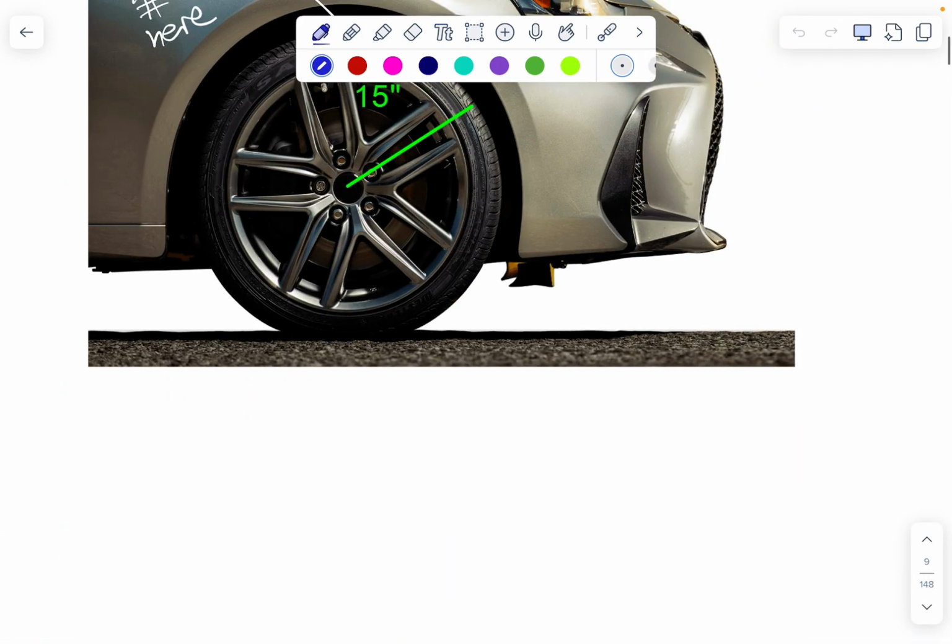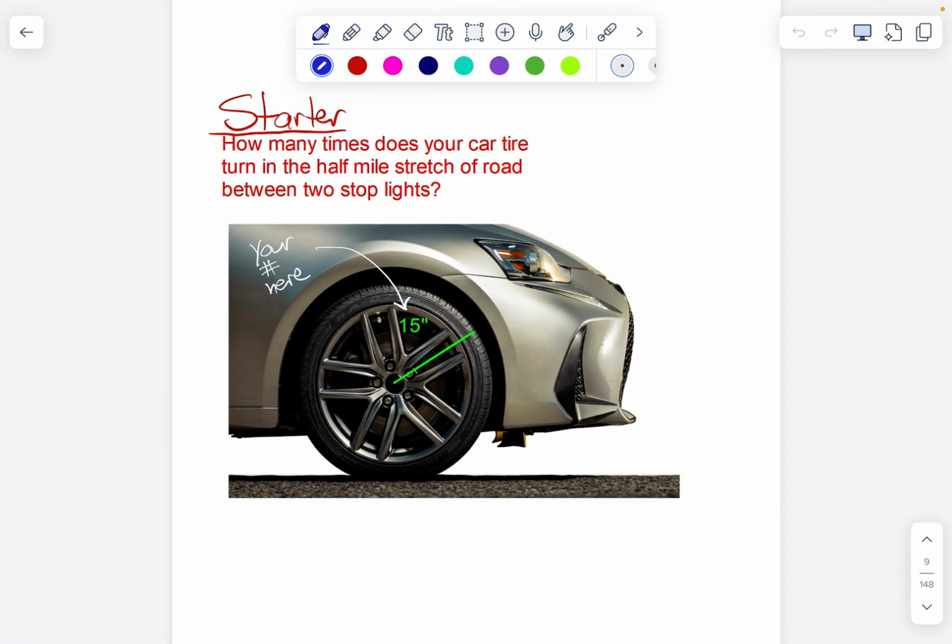So the question says, how many times does your car tire turn in the half-mile stretch of road between two stoplights? By the way, this is what your tire spinning is calibrated to your speedometer. And so how many times it spins is linked to how fast it tells you you're going. So you see people put big tires on trucks or Jeeps, and it actually changes that calibration if they don't get it fixed to where their speedometer no longer reads correctly. So it's something to consider if you change the stock tires on your car.